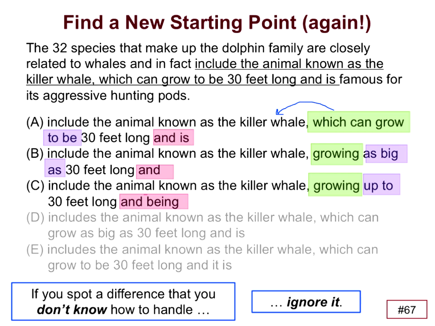And it's not all 32 species that are growing that long, it really is just the killer whale. So actually, if you know those two things, the include versus includes issue and the which can grow versus growing issue, you can get rid of all 4 wrong answers and pick the correct answer on this one, which is answer A.